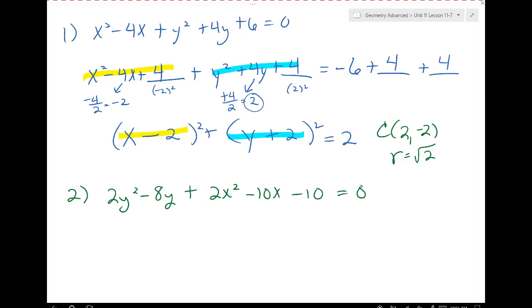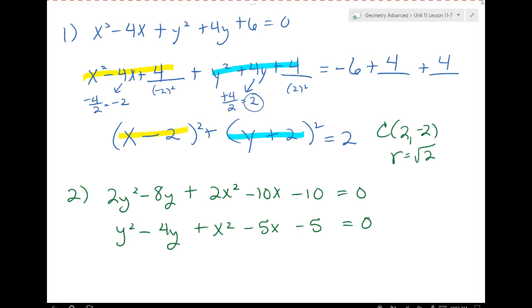Divide everything by what? Every single one of those is going to be divided by 2. So I get y squared minus 4y plus x squared minus 5x minus 5 is equal to 0. First things first, I cannot have any numbers in front of my x squared and y squared if I'm going to do this, because that's not an equation of a circle. So I had to divide everything by 2.